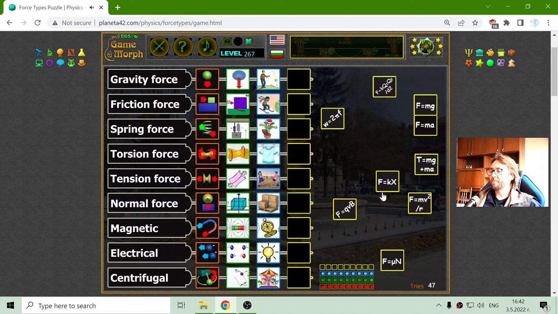And the gravity. And finally, I will have to place the equations. These are the primary equations for every one of these forces. Well, I have to say, which one do I know? Gravity. No. This is the formula for normal force. Alright, that should be gravity. F equals ma.